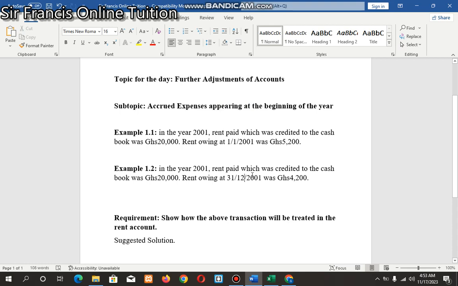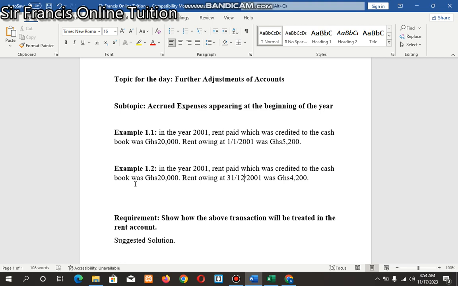In the year 2001, rent paid, which was credited to the cash book, was 20,000. Okay, so in the year 2001 we paid rent costing 20,000 Ghana cedis. How do we record it in our books? Now the double entry principle says that if you make payment by cash, your cash account is reducing, so you should credit it. That's why the question says it was credited to our cash book account. So the other corresponding entry will be in the rent account, because the payment was made in relation to rent.